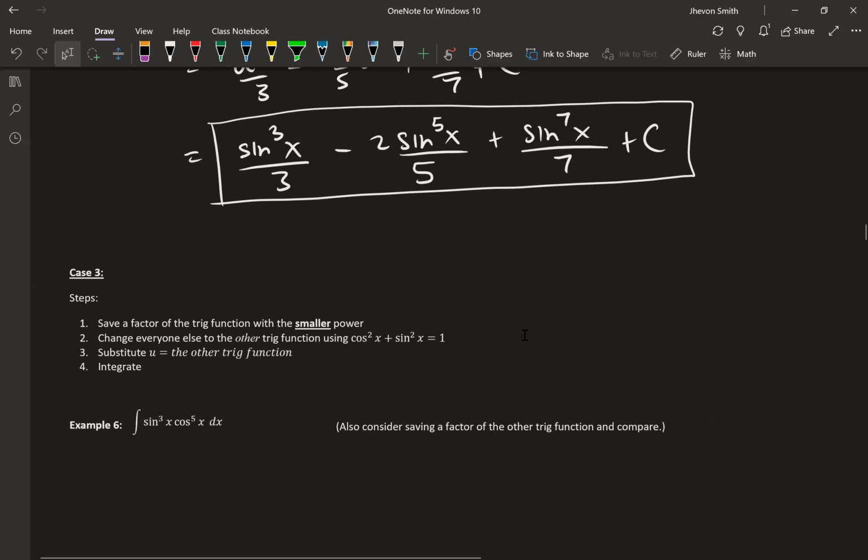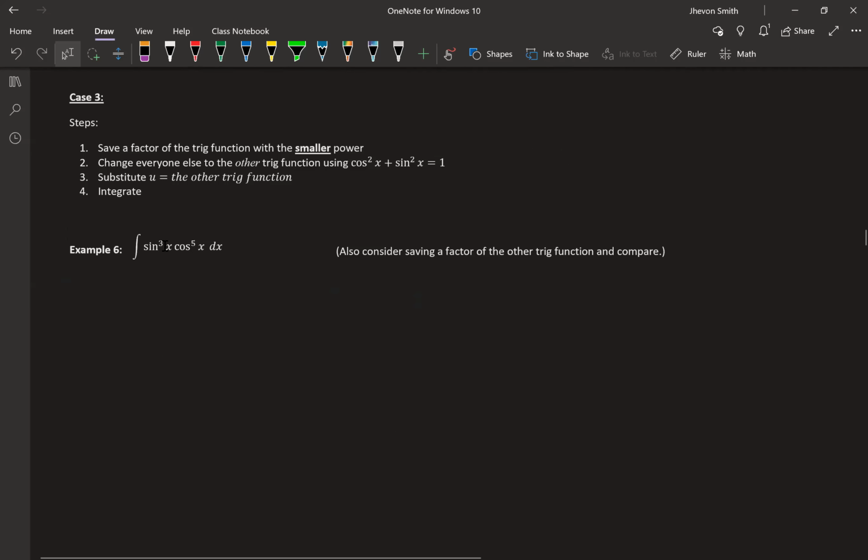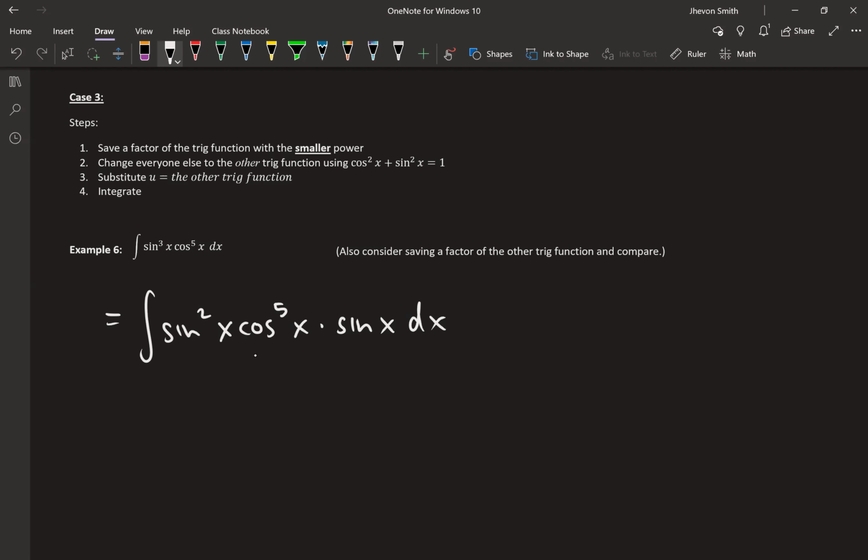So let's actually go with the strategy of saving the smaller power. In this case, I have sine cubed and cosine to the fifth. The sine function has the smaller power. So what I would do is I would save a factor of the sine. Change all other sines to cosines. Then do a u equals cosine.